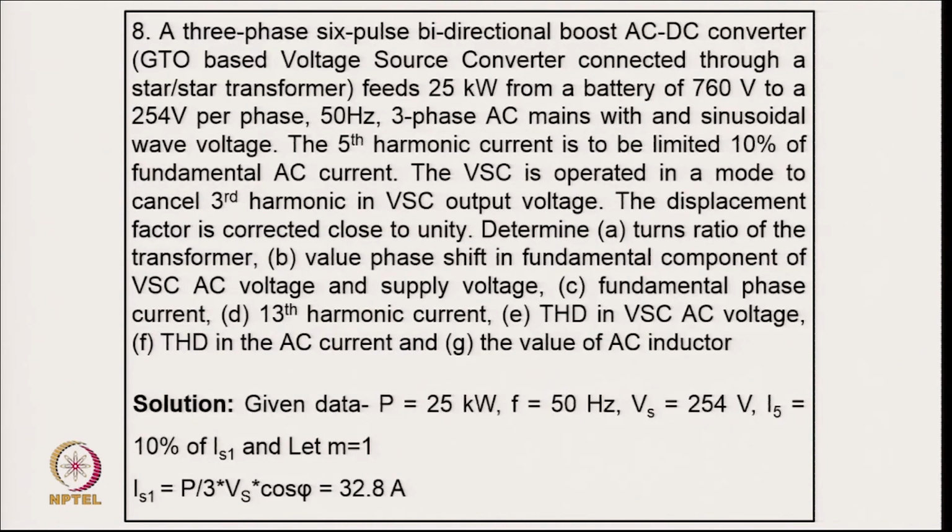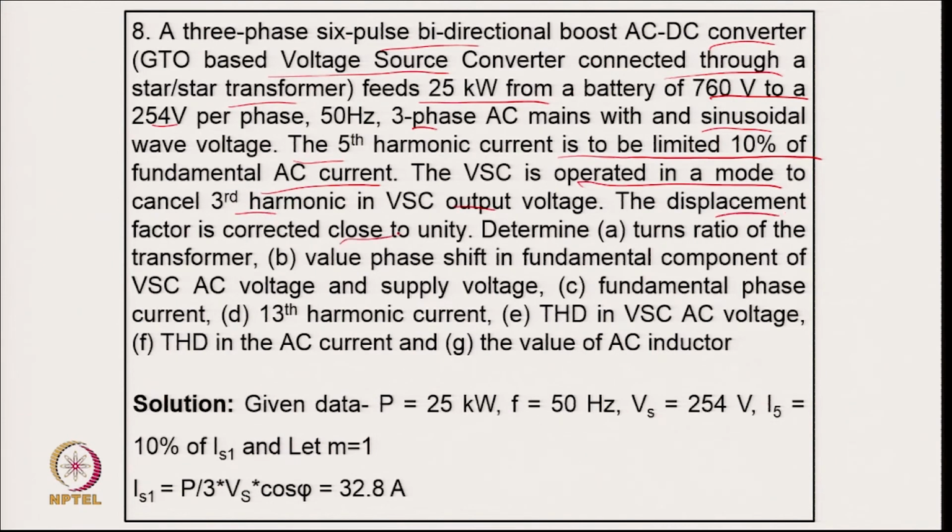So, coming to the 8th example: a 3-phase 6 pulse bidirectional boost AC/DC converter, GTO based voltage source converter, connected through a star transformer, feeds 25 kilowatt from a battery of 760 volt to 254 volt per phase, 50 hertz 3-phase AC mains with sinusoidal wave shape. The fifth harmonic current is to be limited to 10% of the fundamental current, and the VSC is operated in a mode to cancel the third harmonic in the VSC output.